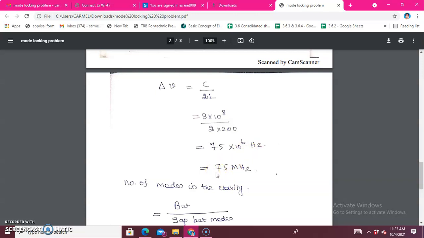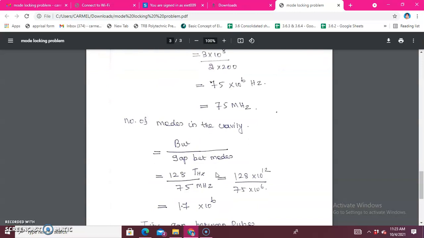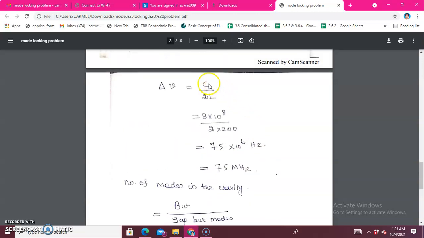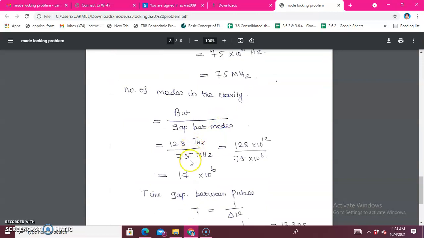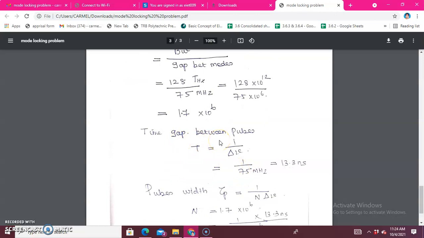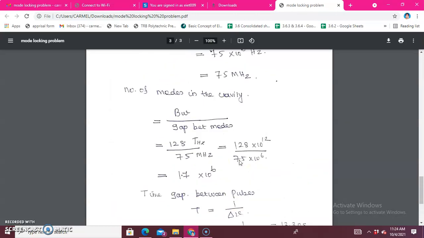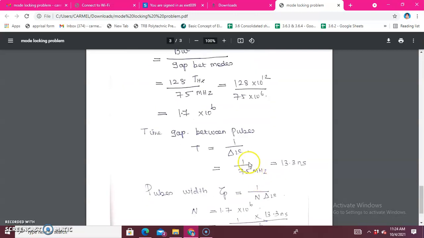Then I have to calculate the number of modes. The formula for the number of modes is bandwidth divided by the gap between the modes. The bandwidth is 128 and the gap, calculated through C by 2L, is 75. After substituting these values, I get 1.7 into 10 power 6. This is the number of modes. Then we have to calculate the time gap. The time gap is 1 by del nu. Already del nu is calculated, so substituting that, the time gap is 13.3 nanosecond.